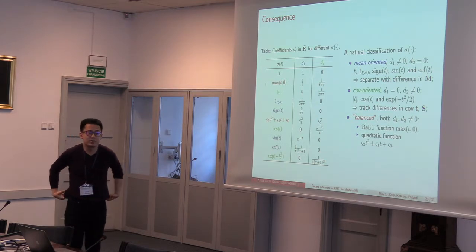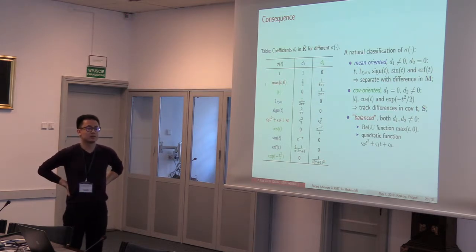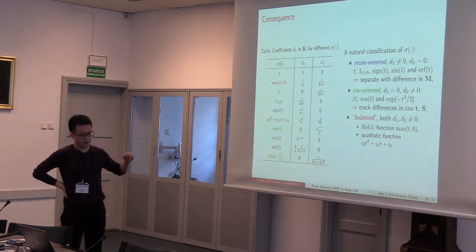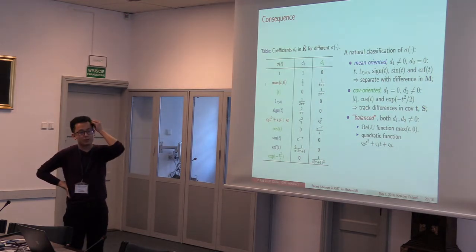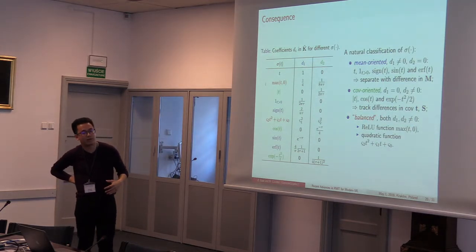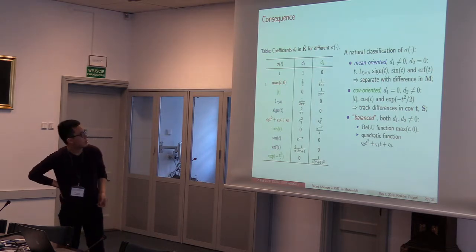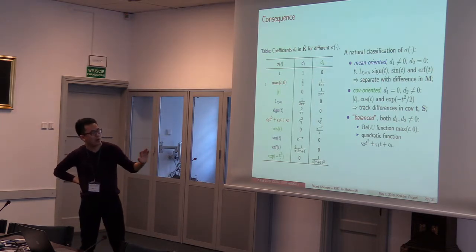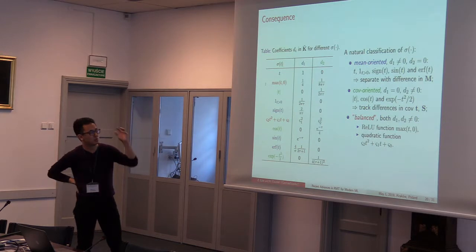What do you mean by understanding? I mean, why does it happen? Why does it happen that D1 and D2 are basically determined by the symmetry of this function? Until now, I do not really have a clear answer. But something we can say is that, after that, it really depends on the structure of your problem.